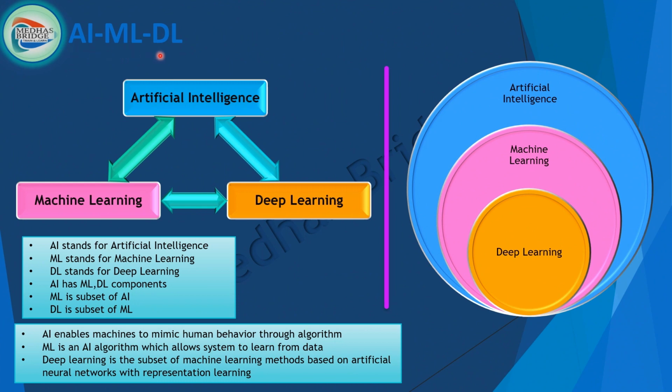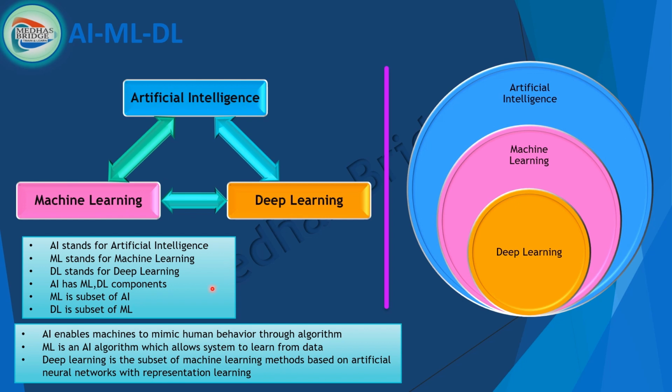AI, ML, and DL. AI stands for Artificial Intelligence. ML means Machine Learning. DL stands for Deep Learning. If you look at this diagram, AI has two components, machine learning and deep learning. ML, machine learning, is a subset of AI. Now, deep learning is again a subset of machine learning. AI, ML, and deep learning are all interdependent on each other.